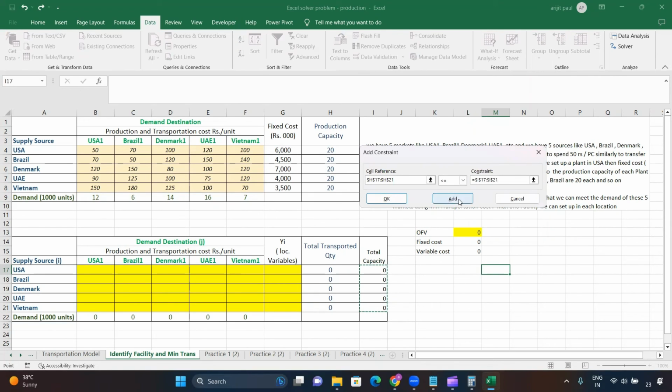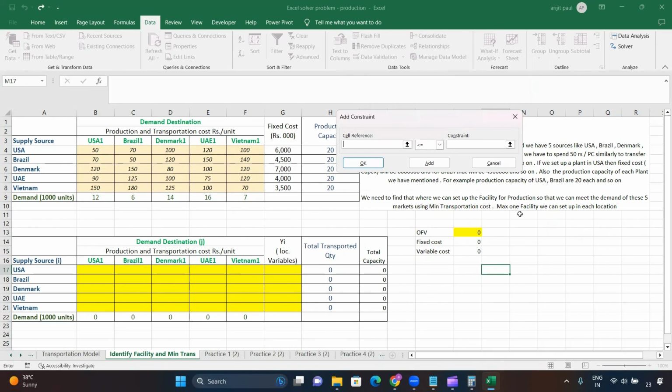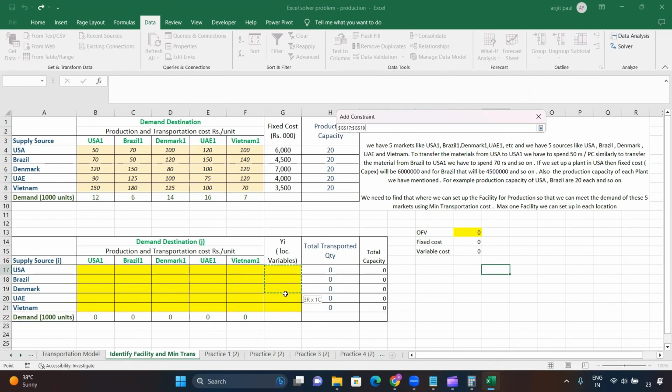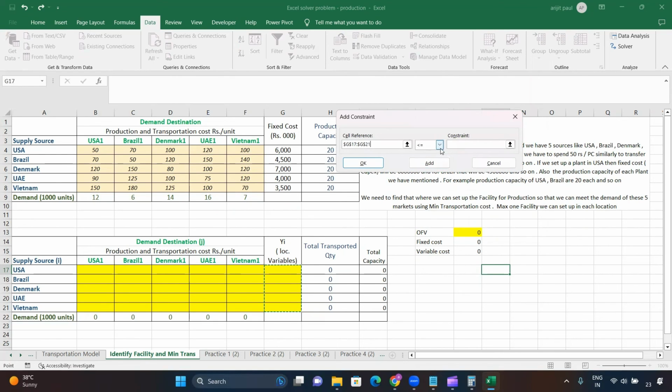Okay. And there is one another constraint. Maximum one facility we can set up in each location. That means we can say this cell is binary, that we have already discussed earlier, that only 0 or 1 is applicable. Okay. So I just selected this column and binary.